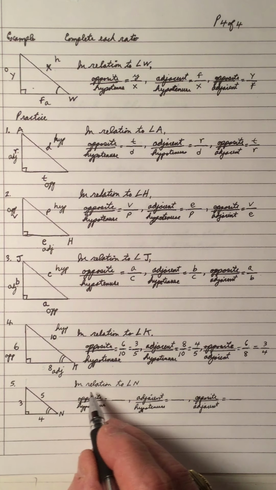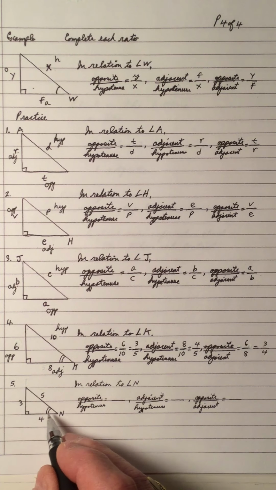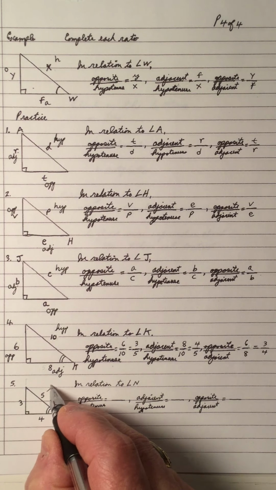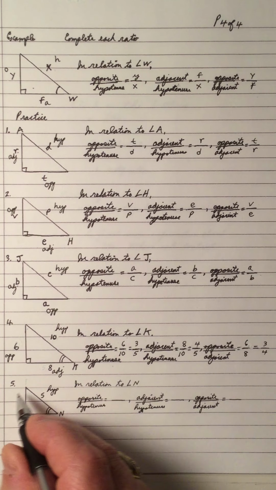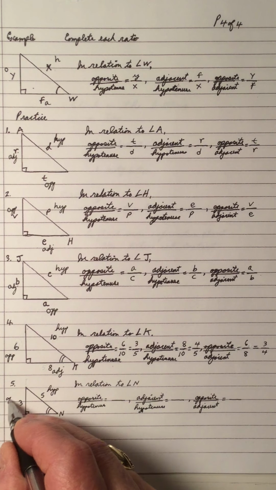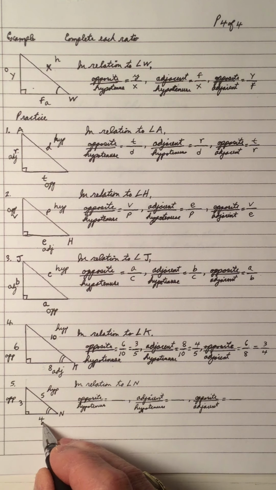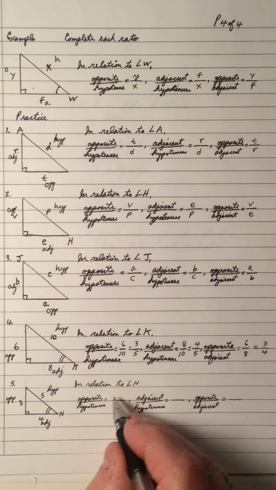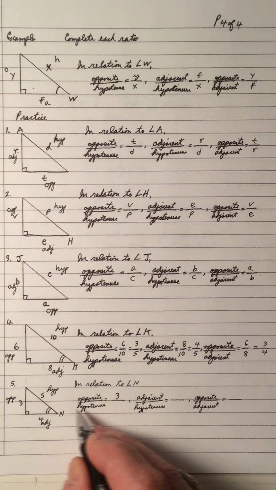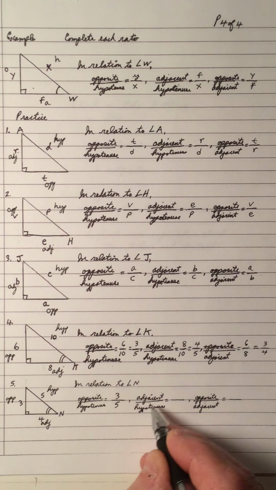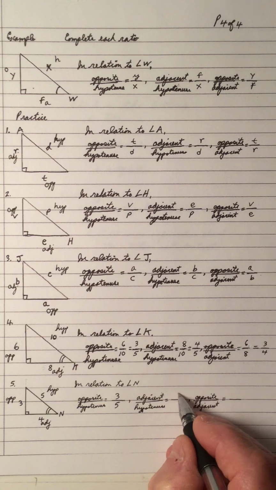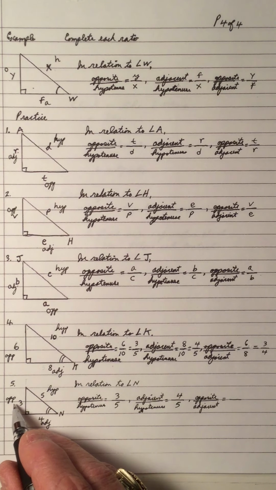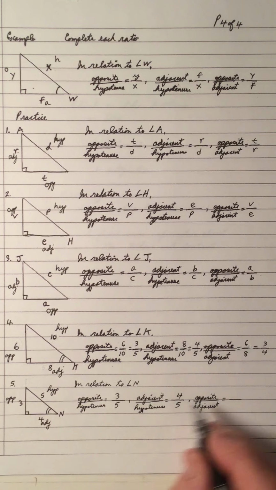Number 5, in relation to angle N. Here's a triangle, here's a right angle, here's angle N. So 5 is the hypotenuse, 3 is the opposite, and 4 is the adjacent in relation to angle N. So opposite is 3 over hypotenuse 5. Adjacent is 4 over hypotenuse 5. Opposite over adjacent is 3 over 4.